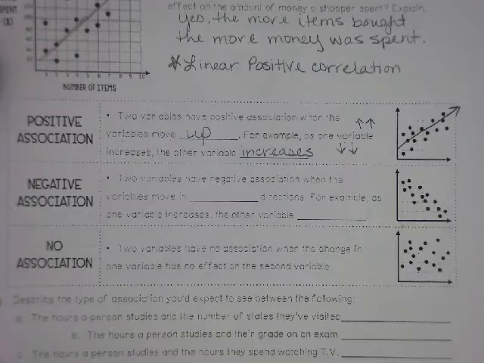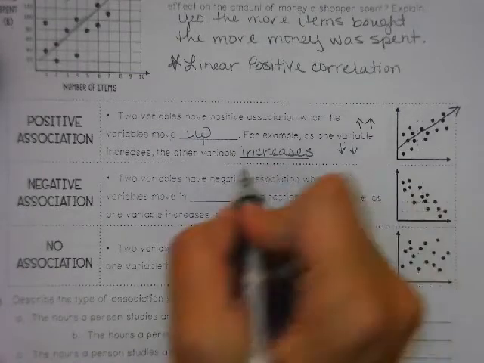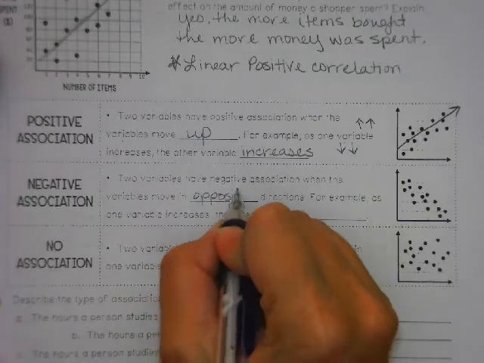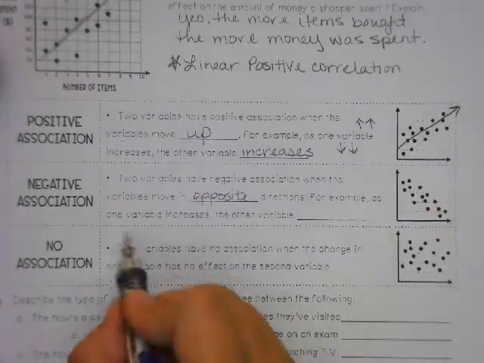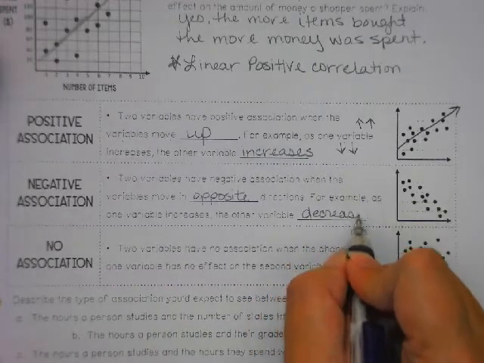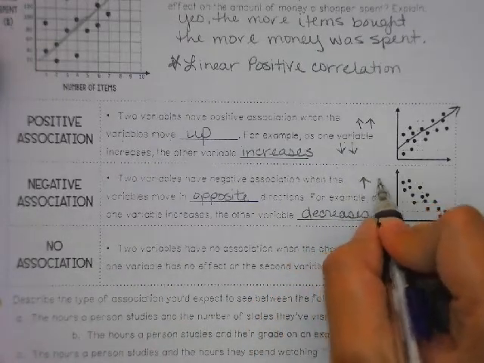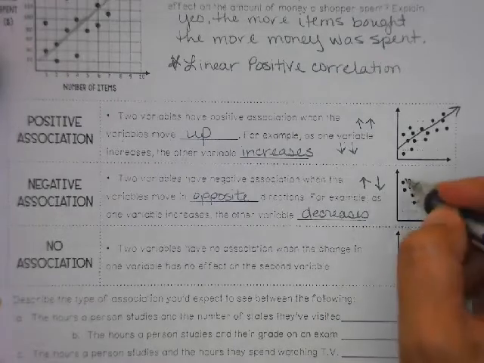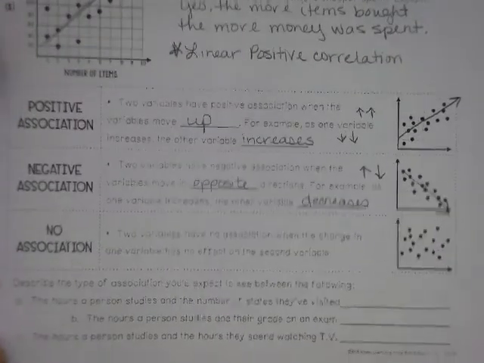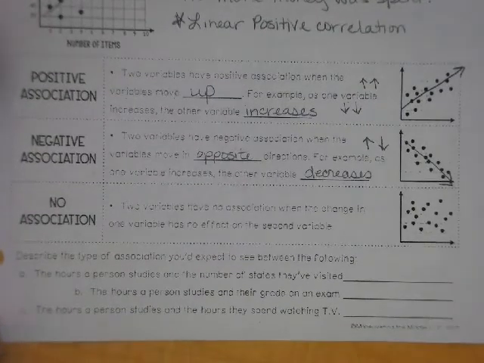2 variables have a negative association when variables move in opposite directions, right? Meaning, as one variable increases, the other decreases, right? So one goes up, the other goes down. And you can see again, just like slope, this is the line, and the data tend to be decreasing.